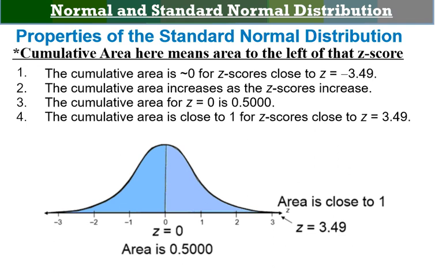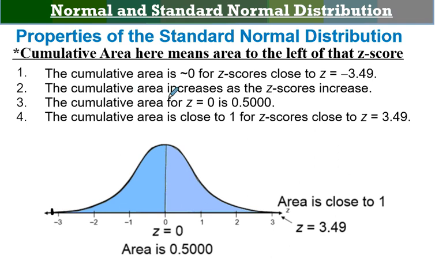Properties of the standard normal distribution, we've already mentioned a couple of these. Cumulative area here means area to the left of that z-score. So when we state a value, we mean value to the left. The cumulative area is about 0 for z-scores that are close to negative 3.49. So if you're at negative 3.49, you're over here. What probability is it going to be that you're to the left of that? Essentially 0. It is very highly unlikely that you're to the left. You're more than 3.5 standard deviations below.